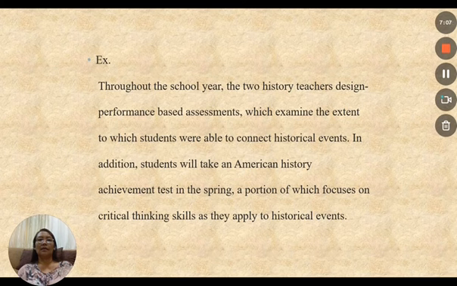Example: throughout the school year, the two history teachers designed performance-based assessments, which examine the extent to which students were able to connect historical events. In addition, students will take an American History Achievement Test in the spring, a portion of which focuses on the critical thinking skills as they apply to historical events.